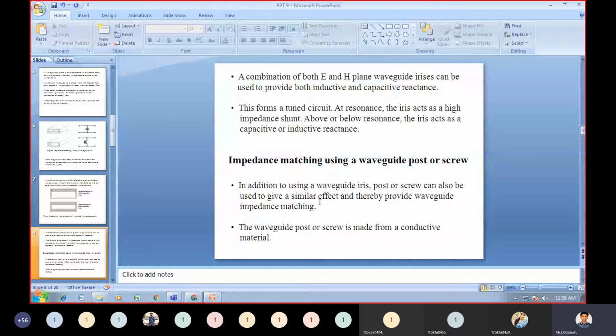The waveguide post or screw is made from a conductive material. Note down this point, it is very important: a waveguide post or screw is made from a conductive material.